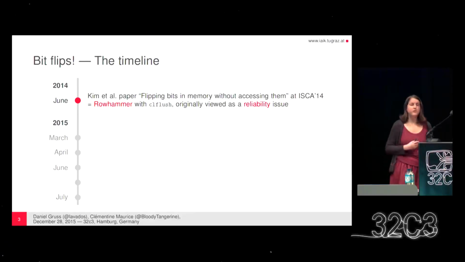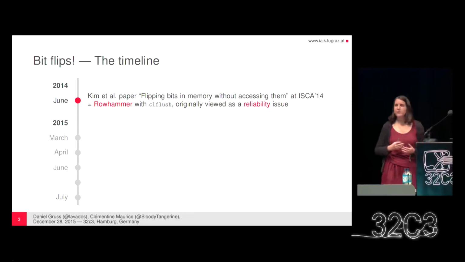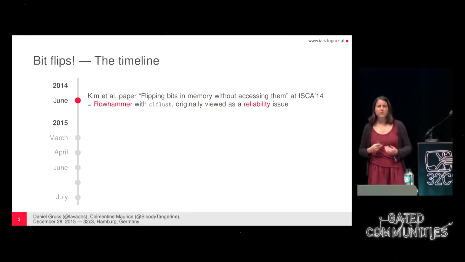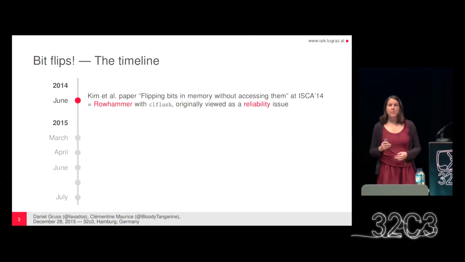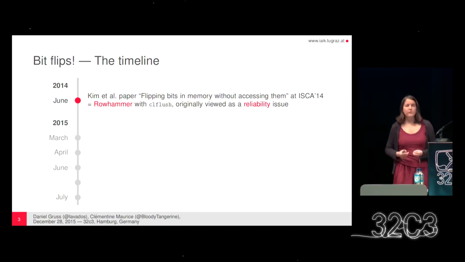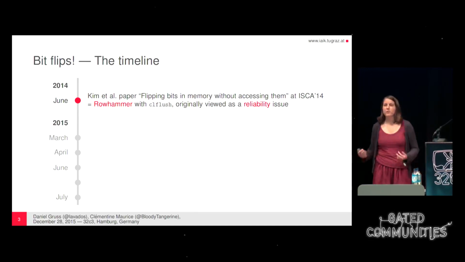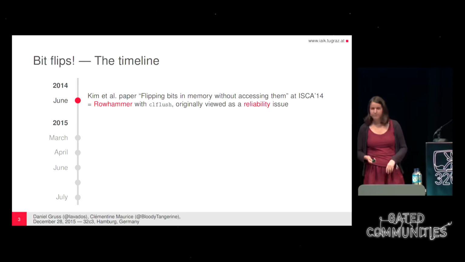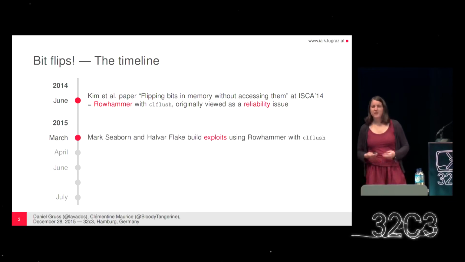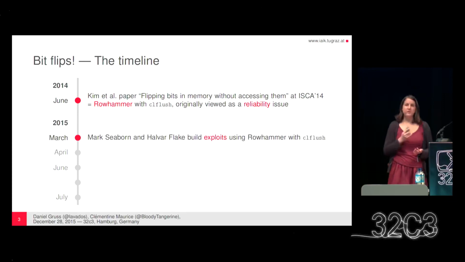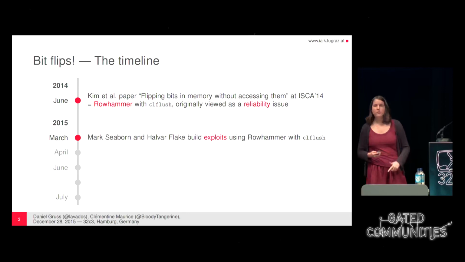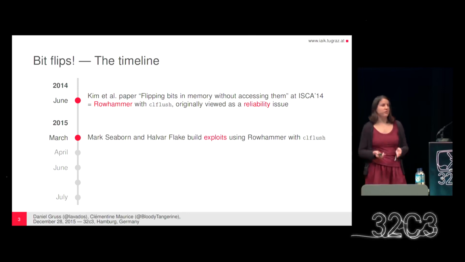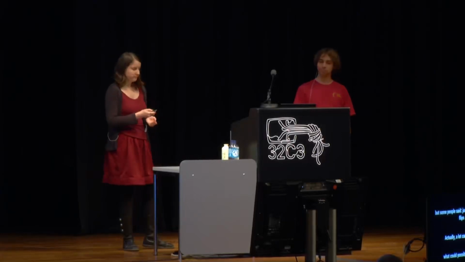And the security community started to say it might not be such a good idea to flip bits without accessing them from a security perspective. But some people were like, it's just a few bit flips and we can't really control them, so what could possibly go wrong? So yeah, actually a lot can go wrong, as shown by Mark Seaborn and Halvar Flake, who built not one but two exploits using Rowhammer with CLFLUSH. They built a sandbox escape and a root exploit.